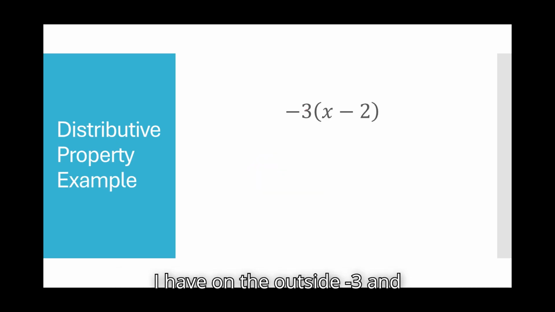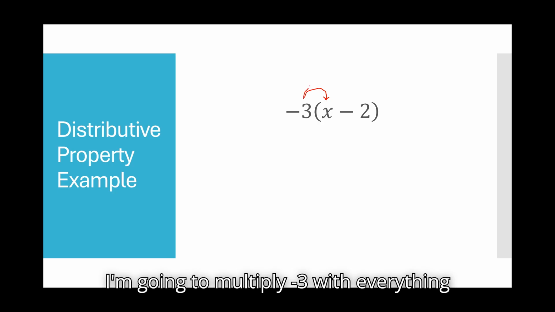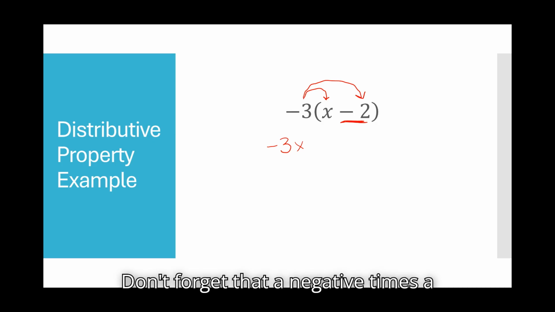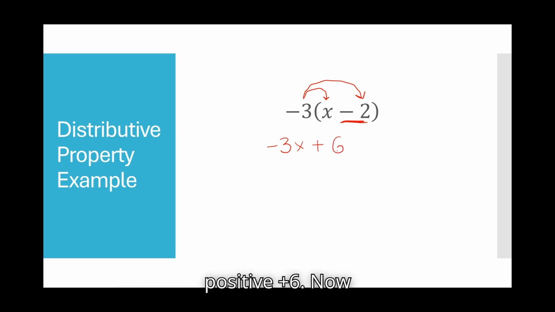I have on the outside -3, and inside my parentheses, I have x minus 2. So I'm going to multiply -3 with everything inside those parentheses. -3 times x is just -3x. -3 times -2. Don't forget that a negative times a negative is going to turn into a positive, +6.